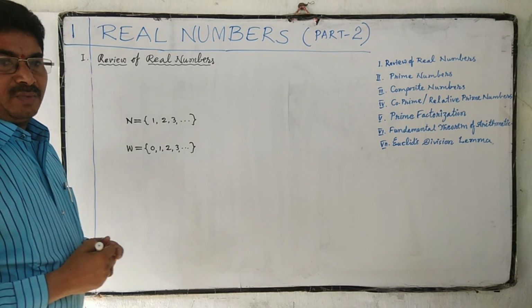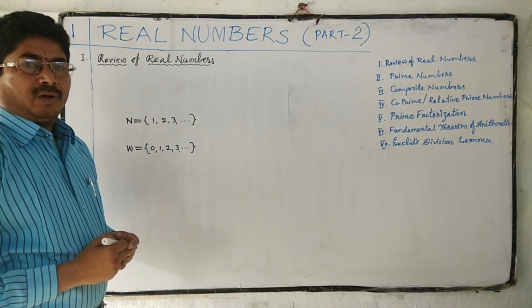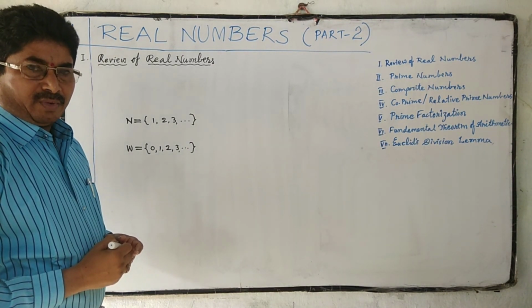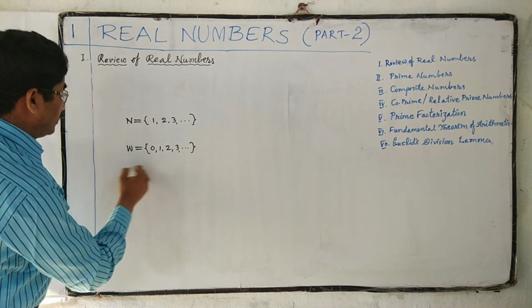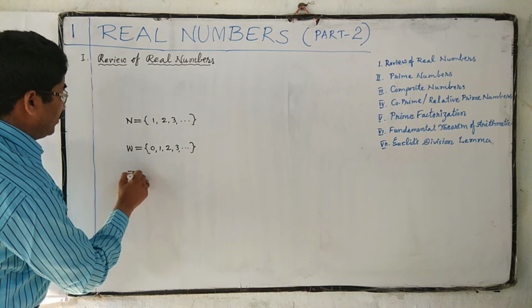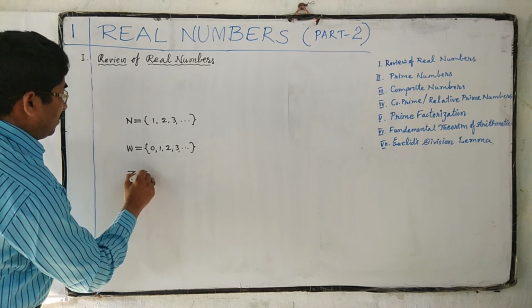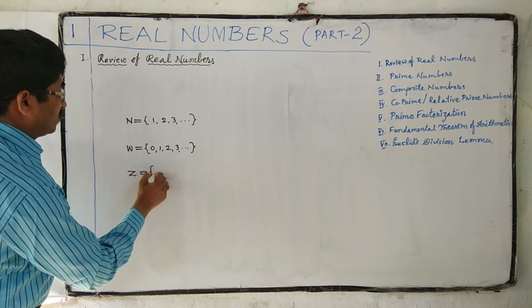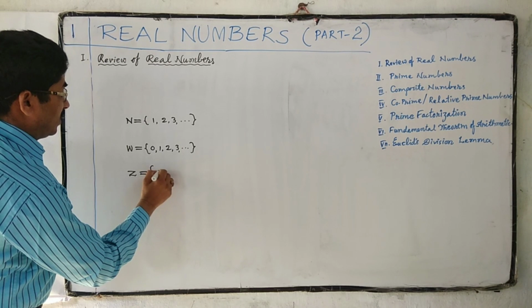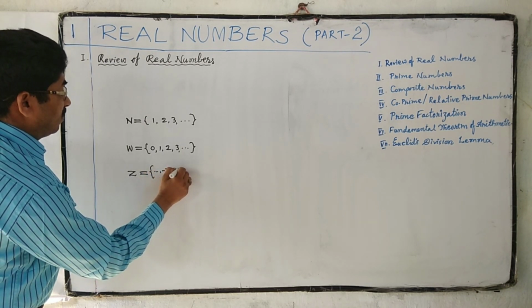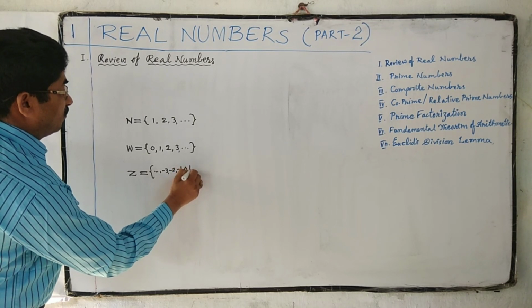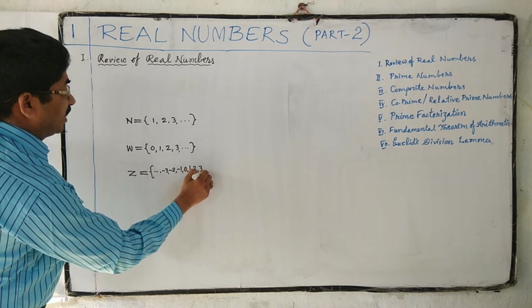All the positive numbers and all the negative numbers together with 0 are called integers. Integers are denoted by the letter Z or I. Z is equal to the set of and so on, minus 3, minus 2, minus 1, 0, 1, 2, 3 and so on.